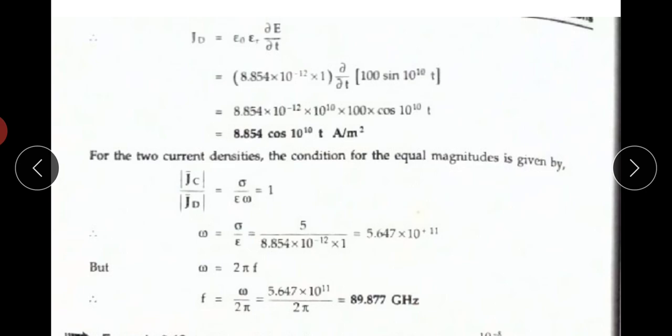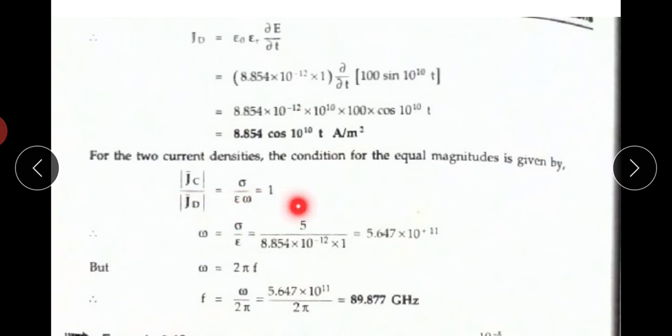So for the two current densities, we have to find the frequency at which these two current densities are equal. If these two current densities are equal, the ratio equals unity. So modulus of Jc bar equals modulus of Jd bar equals 1. In this case, we have to find the frequency.